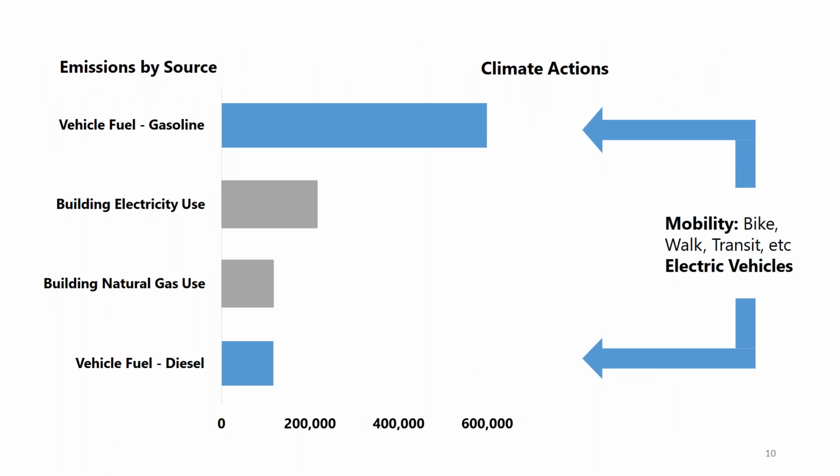So this is a different view of the same emissions pie, but looking at fuel by source. Gasoline and diesel fuel are our primary sources of emissions, and our primary climate actions to reduce those emissions are by increasing mobility options, by walking, biking, and transit, as well as increasing the use of electric vehicles.